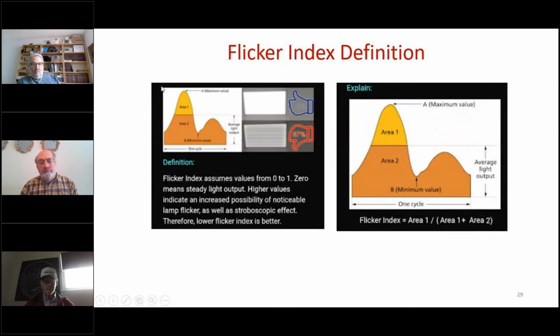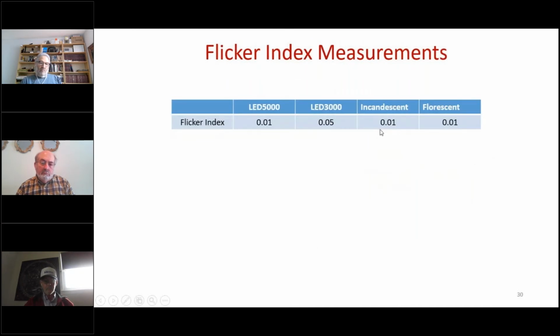Then you also have flicker index. This looks at the area. You take the average of the spectrum, which is this line, and then area 1 divided by area 1 plus area 2 will give you the flicker index. The scale is 0 to 1. 0 means a steady light. Higher values mean an increased probability of noticeable lamp flicker. For this one, we got 0.01, 0, 0.01, 0.05, 0.05, 0.01. Up to now, we can't really say much about this till we look at the frequency.